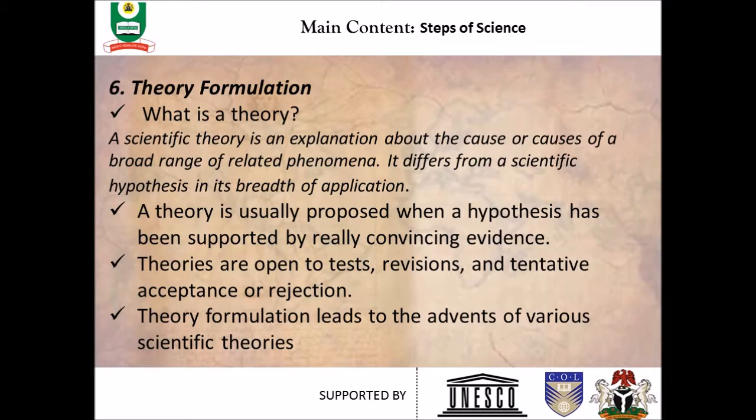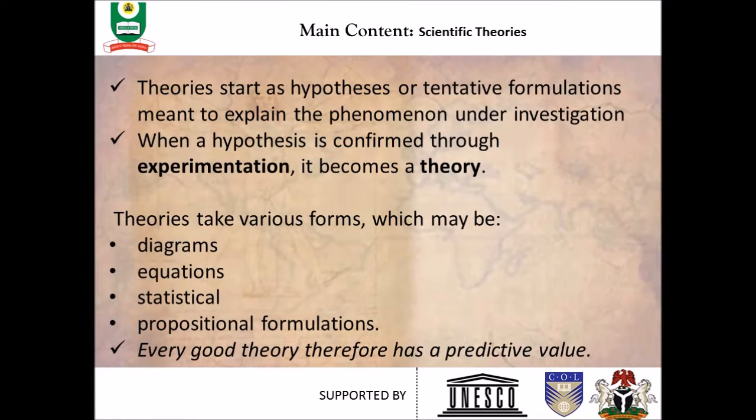Theories are open to test, revision, and tentative acceptance or rejection. As soon as new information is observed in the course of applying the theory, such existing or established theory is revised. Thus, a new theory emerges to replace the existing one. This is a guarantee for the development of science and human knowledge. Theory formulation, therefore, leads to the advent of various scientific theories.